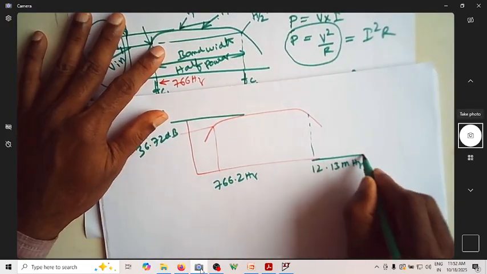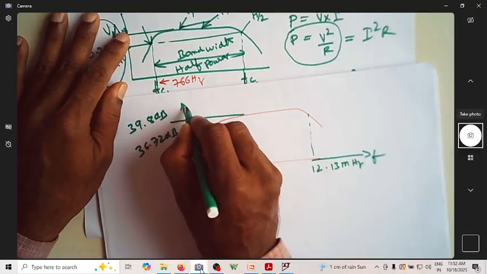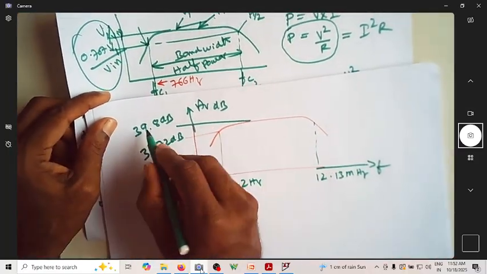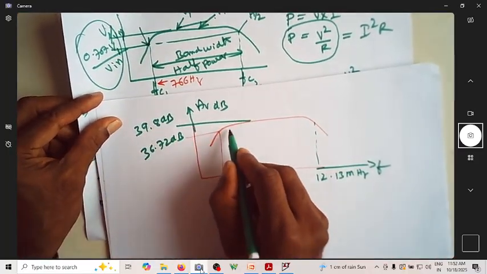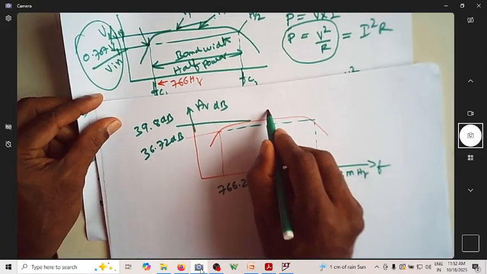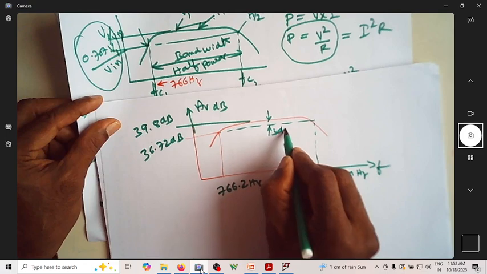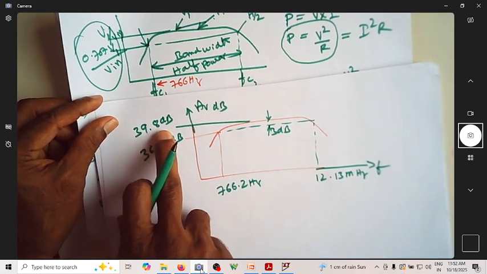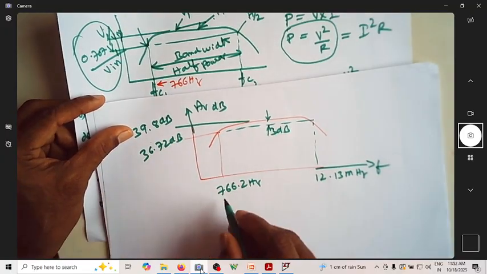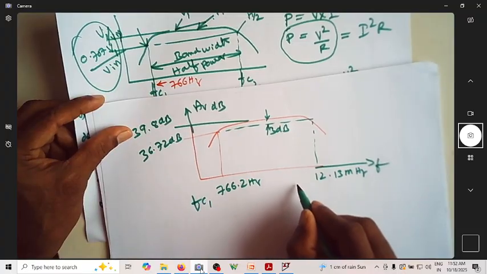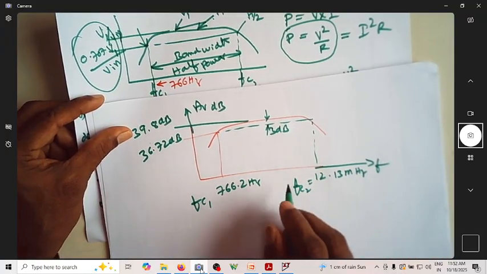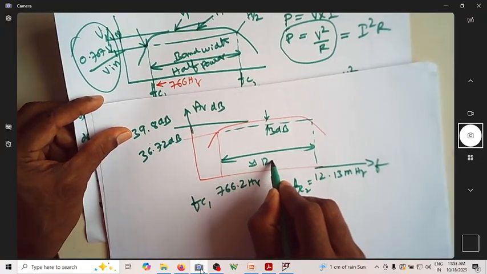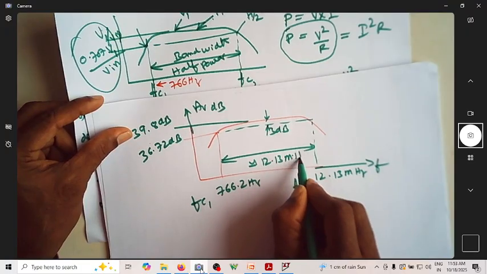Meaning this is in frequency, this is AV in dBs. So this is 39.8. Can you see this is the 3 dB down line? So from here to here it is 3 dB. Now this is 36, this is 39. You have a difference of 3 dB. This is FC1, one of the cutoff frequencies. This is FC2, the other cutoff frequency. So this is your bandwidth, which is almost equal to 12.13 megahertz.